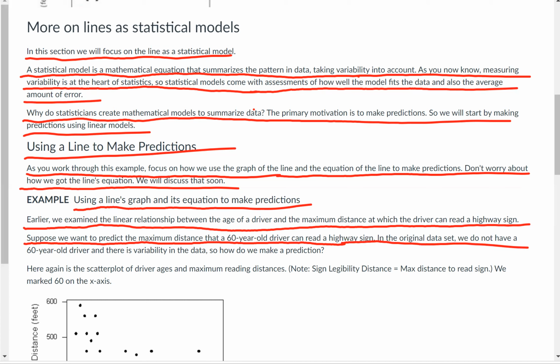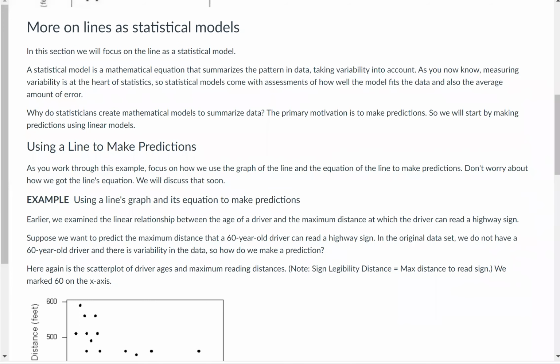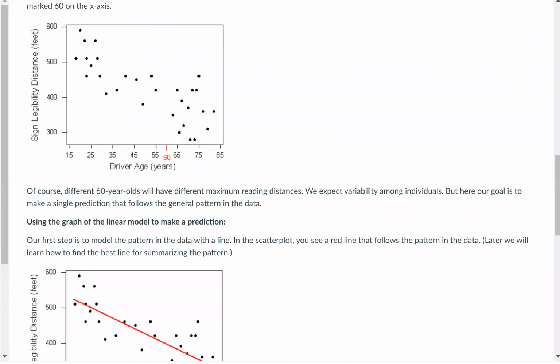Here again is the scatter plot of drivers' ages and maximum reading distance. We marked 60 on the x-axis. Let's scroll down and look at that now. So notice 60 on the x-axis. If I go up, I don't see any data values that are even really that close to 60. But we'd like to know about where it is. I'm imagining it's going to be somewhere around here. If there's a line that fits the data, it's something like that. So we're going to figure out what that line is.